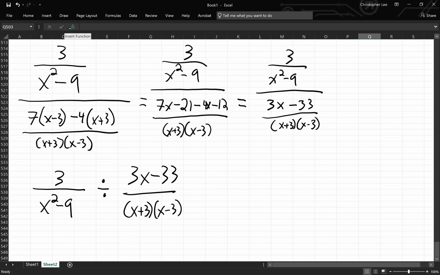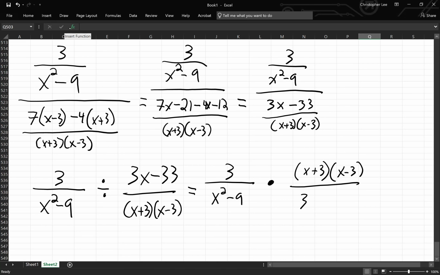Now remember, when we're dividing these expressions, we want to keep, change, flip, right? So this is going to become 3 over x squared minus 9. Change that division to multiplication. I'm going to use a dot multiplication because I have x's in this expression. And I'm going to flip the second term. So it's going to become x plus 3, x minus 3, all over the 3x minus 33.